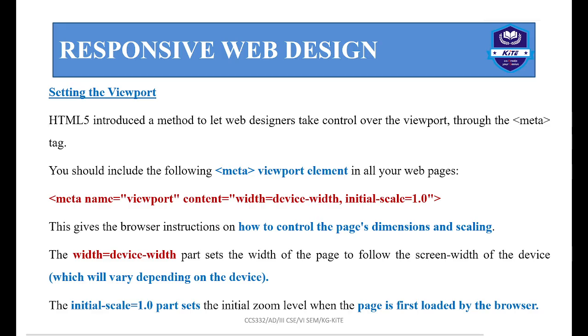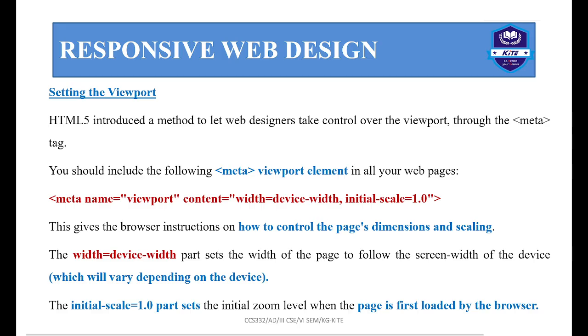Let's see what the syntax is. Meta name equals viewport, content equals width equals device-width, initial-scale equals 1.0. This gives the browser instructions on how to control the page's dimensions and scaling. These dimensions and scaling will be based upon the device's dimensions and scaling.